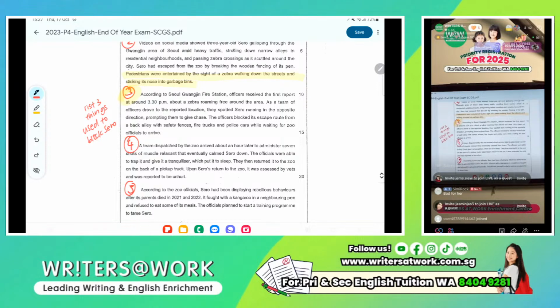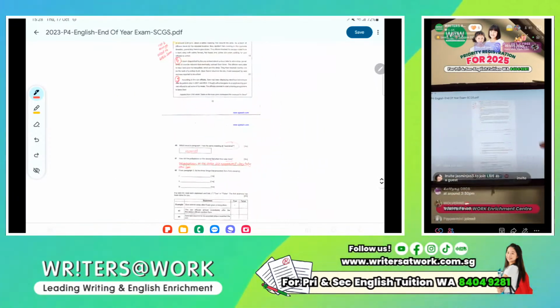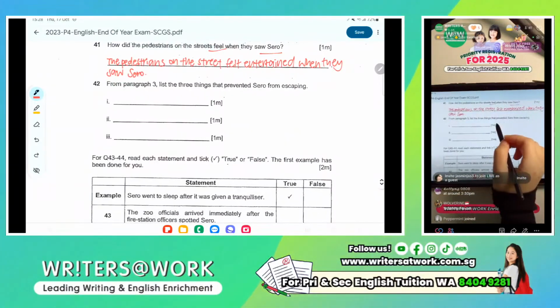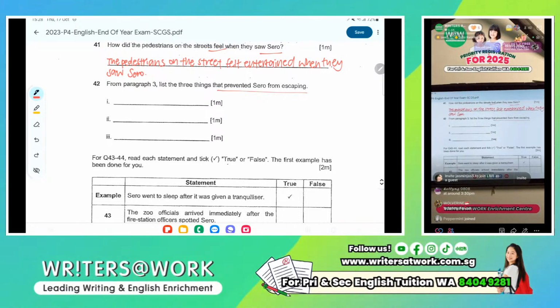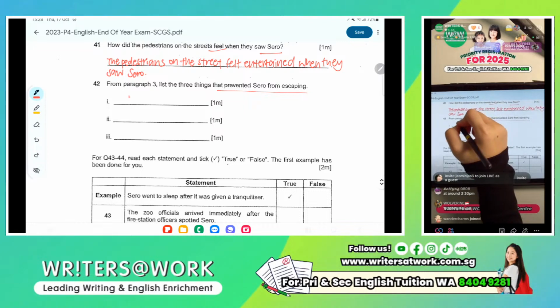Okay, so list the three things. Anyone has any idea what three things were used to block Cero? Okay, look at this. They prevent Cero from escaping. Okay, yes, Wolverine says one is safety fences. Let me write that down. Safety fences.